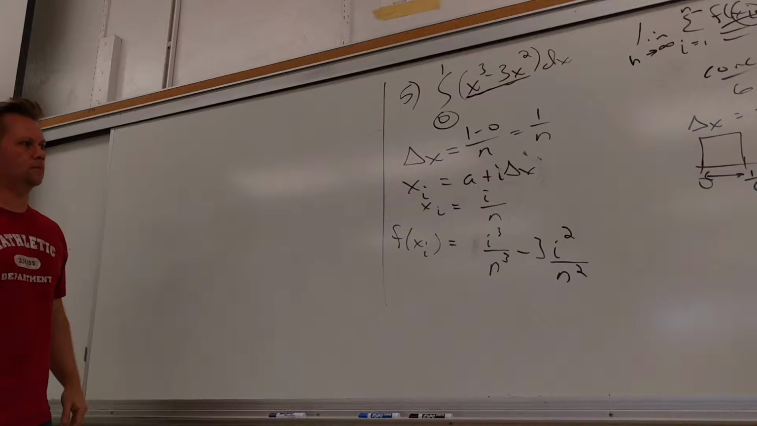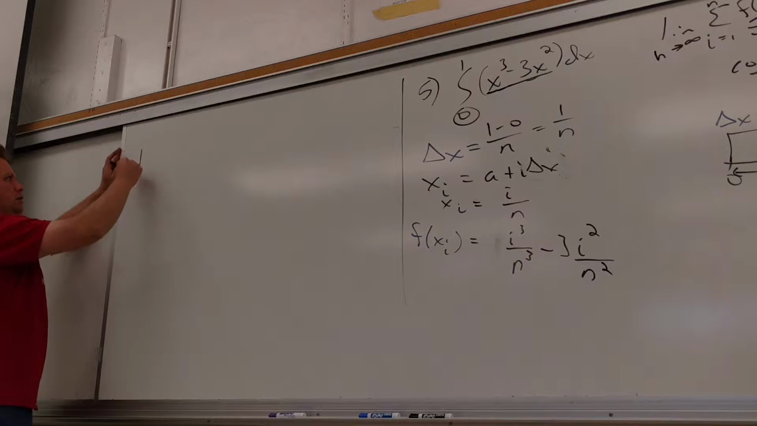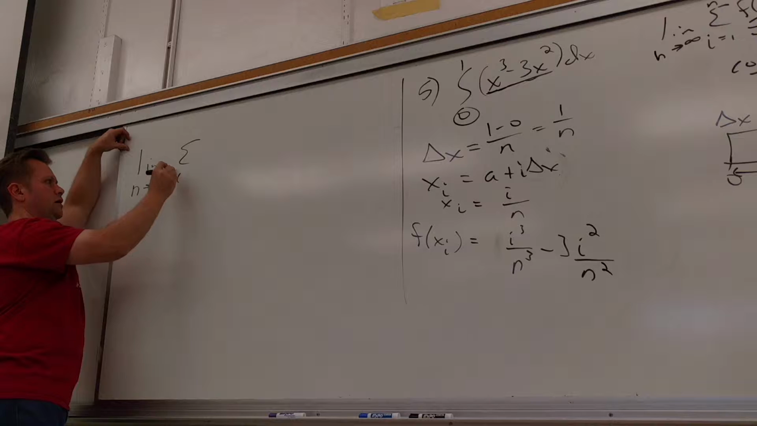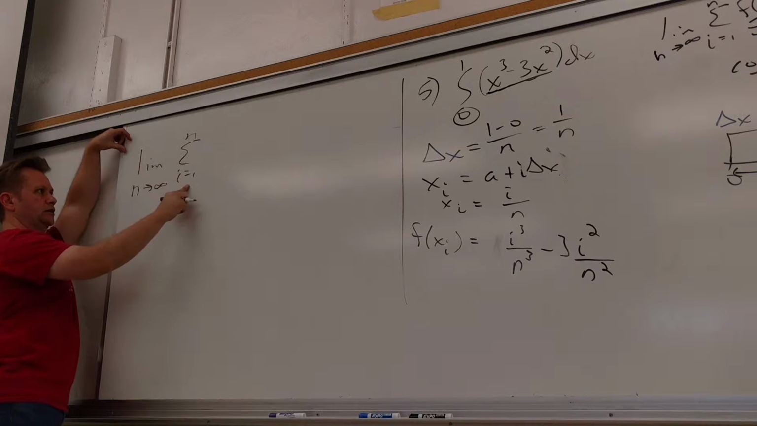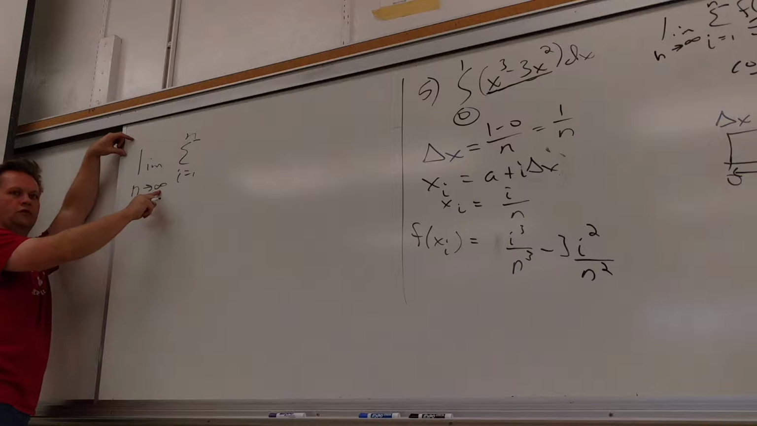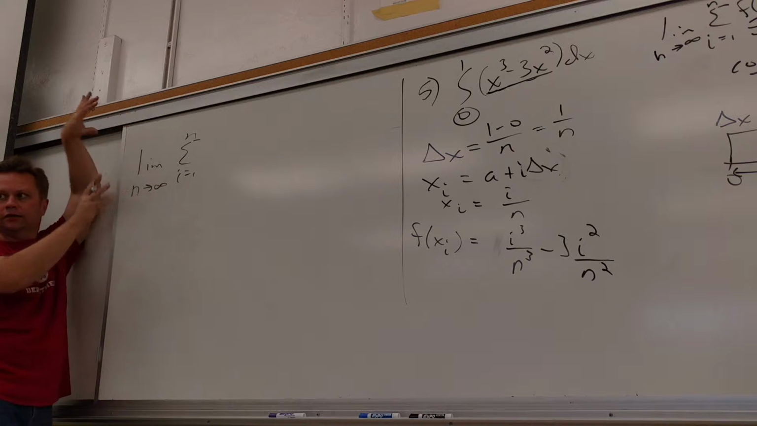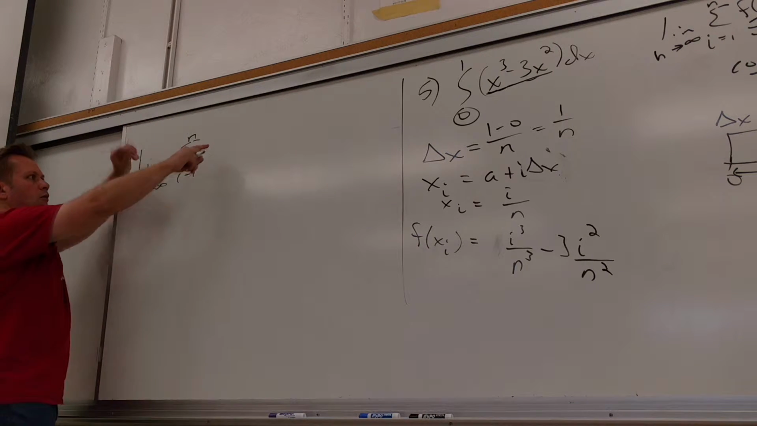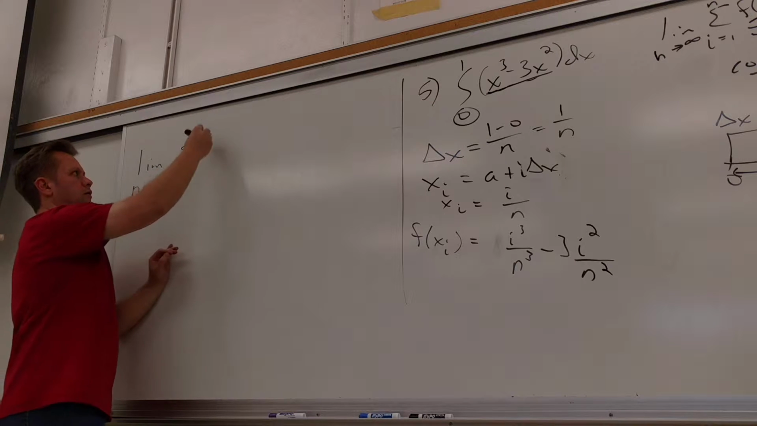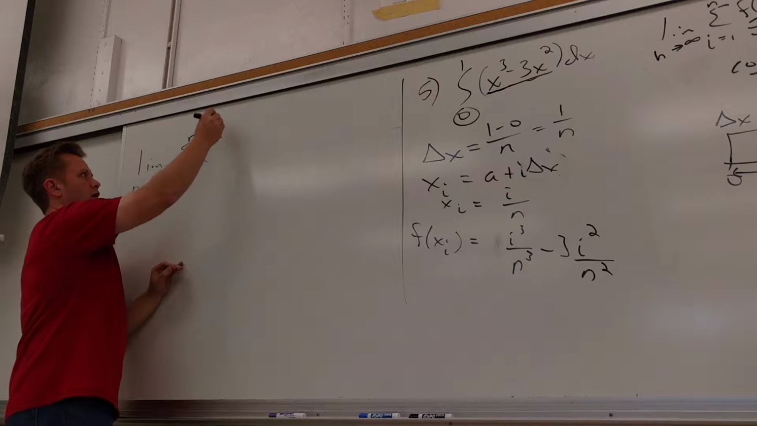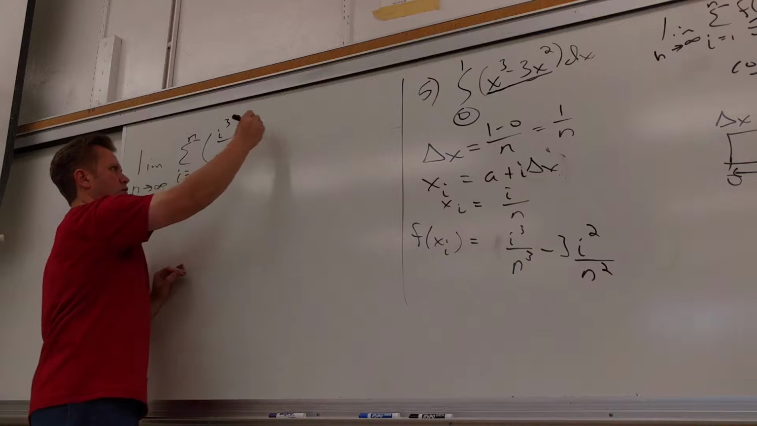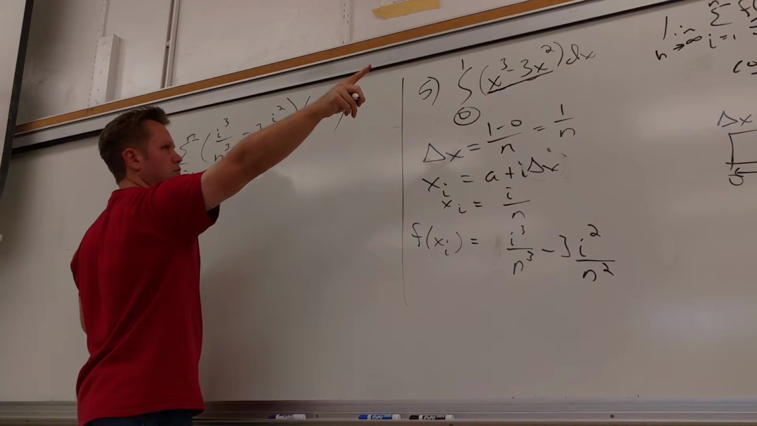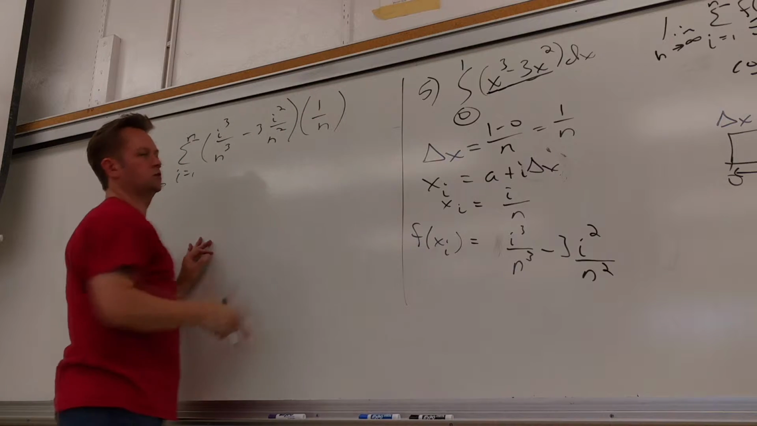Okay. So now we can build this up. What do we got? Limit as n goes to infinity, sum i equals 1 to n. So I've got n rectangles. I'm going to let that go to infinity, but I'm not going to tell this part yet, so it doesn't freak out. Keep those things separate. What goes in here? Yes, i cubed over n cubed minus 3i squared over n squared, times 1 over n. Yes, 1 over n. I like it. So I'm just plugging in.